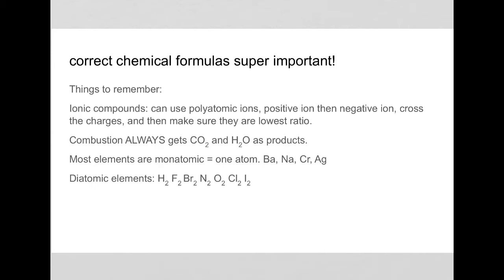Now, ionic compounds we deal with probably the most. Remember, they can use polyatomic ions, so be well aware of those. Positive ion, then the negative ion in the chemical formula, crossing those charges, and then making sure they're the lowest ratio when you make them that way.